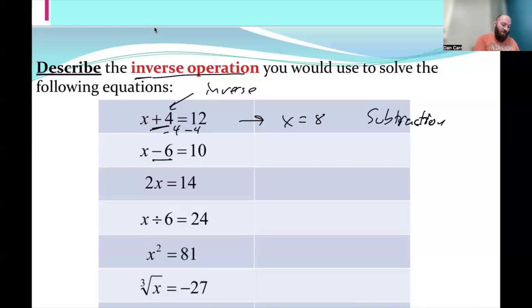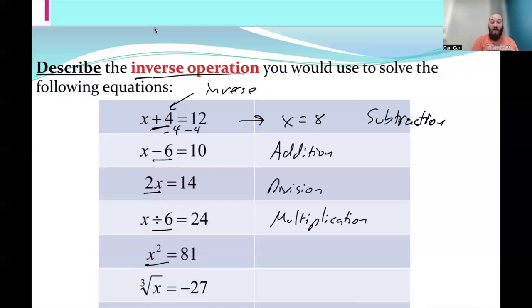Since this is subtraction, I would use addition to undo that one. If this is multiplication, I would undo that with division. Since that's division, I would undo it with multiplication. X squared, something you've done in the past, you would square root to undo an x squared. To get rid of our cube root here, we would raise both sides to the third power. So we would do an exponent of 3.